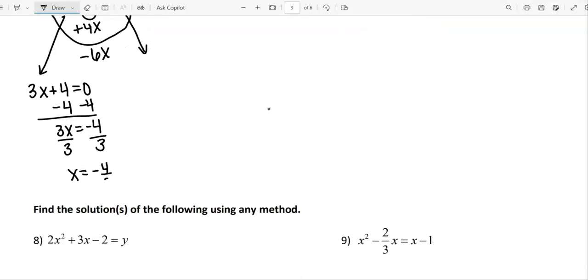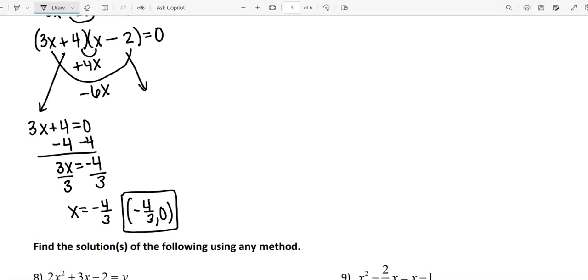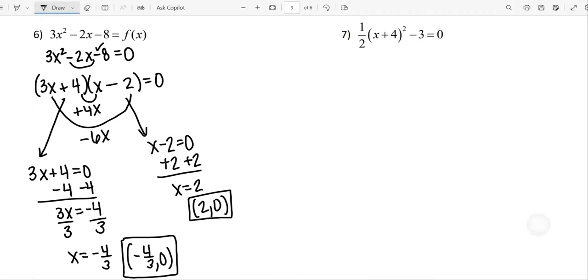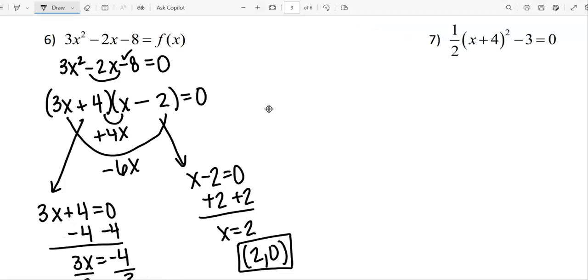Make sure to write them as ordered pairs when you're finished. So I got -4/3, comma 0 for the first one. And 2, comma 0 for the second one. What questions do we have? What about 7? This one was by factoring. How should we solve the next one?